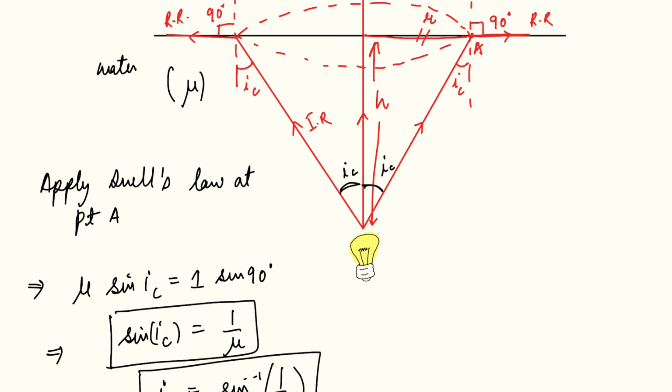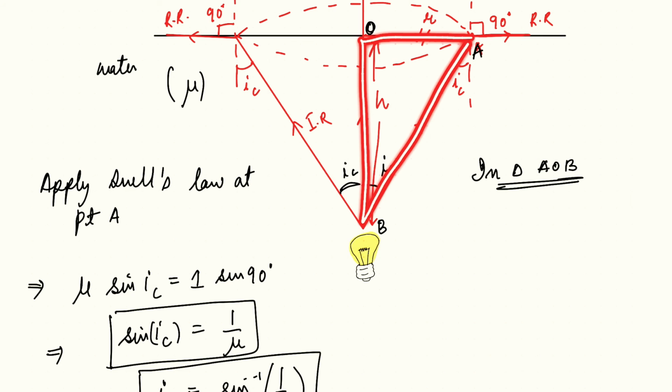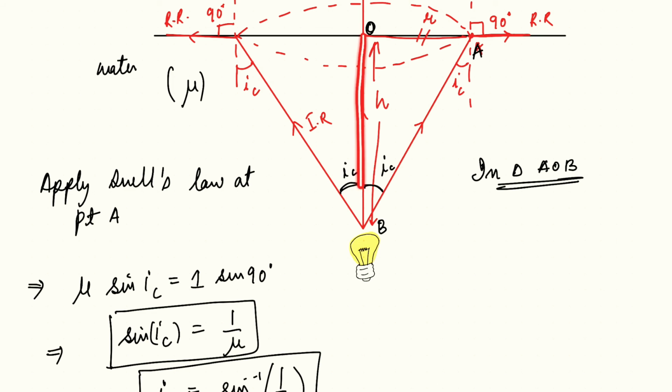Okay, great. Now let me very quickly name this. This is my A, this is my O, this is my B. Now look at the triangle AOB. Can you see AOB? This is the triangle we are talking about, and it is right angled at O. I hope you can see that this triangle is right angled at O. So if it is right angled at O, tell me what is the value of tan critical angle.